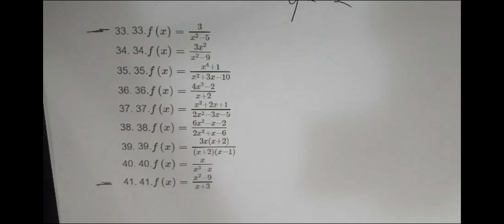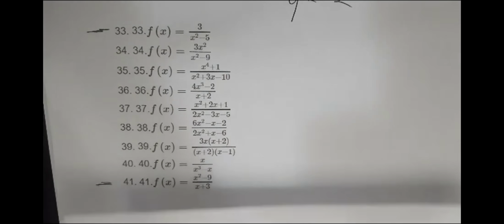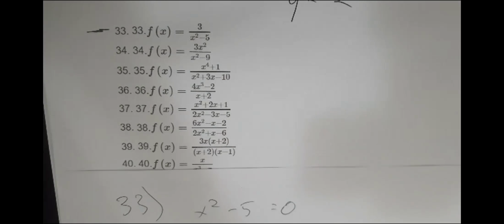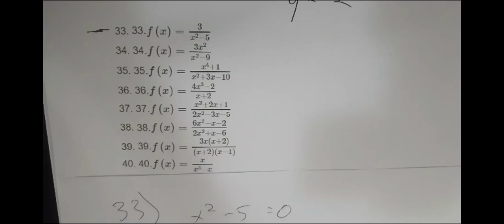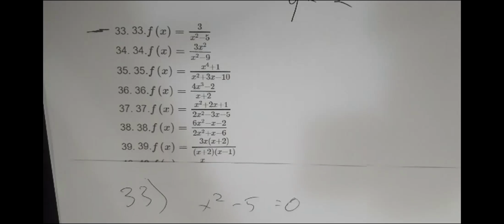Okay, so if you want to find the first one, how do we find the vertical asymptote on 33? x squared minus 5 equals 0. Yeah, so 3 over x squared minus 5 is already fully simplified. So what we want to do is take the denominator and set it equal to 0. So x squared minus 5 equals 0 is what we have now.